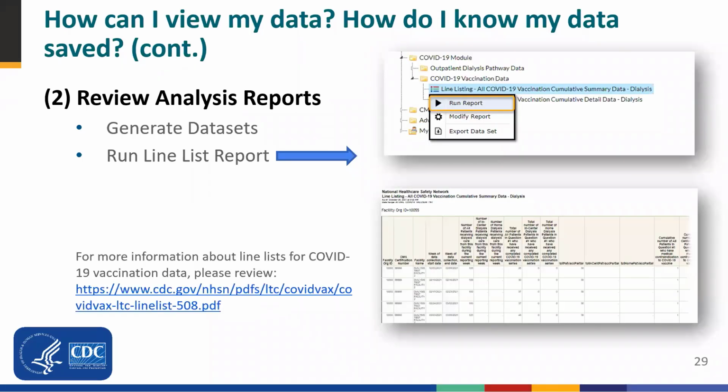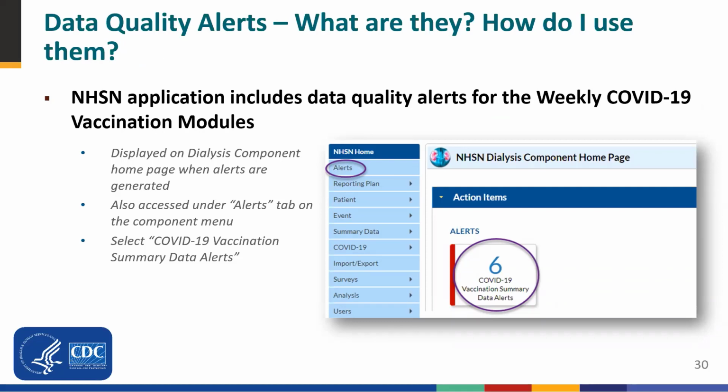After running a report, you can also see an HTML report with a line list of the data displayed on your screen. For more information about creating and modifying line list reports for COVID-19 vaccination data, please refer to the quick reference guide linked on the slide. NHSN regularly reviews data reported through the Weekly COVID-19 Vaccination Modules to understand trends and to identify potential reporting errors.